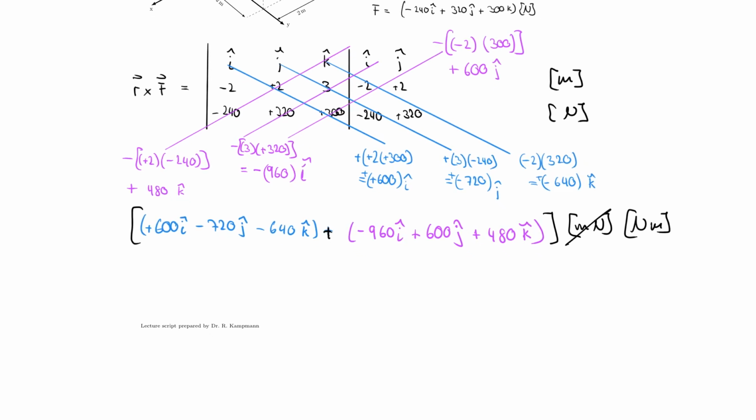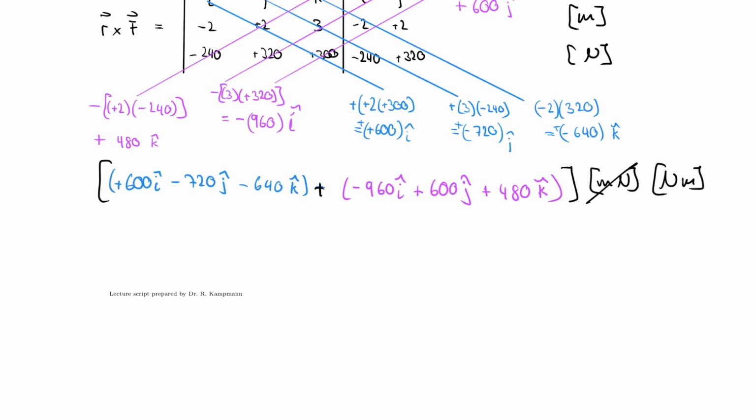Now, all I have left to do is to actually find the solution to the combination of these two vectors here. I could have, of course, immediately combined the I components, the J components, and the K components, but what I end up with is definitely a vector in a 3D description. So 600 minus 960 is minus 360 I hat. Then we have minus 720 plus 600 means minus 120 J hat. And we have minus 640 plus 480. So that means we have minus 160.